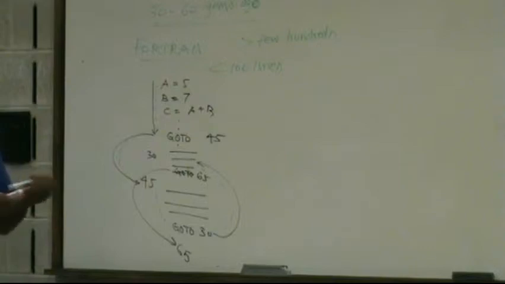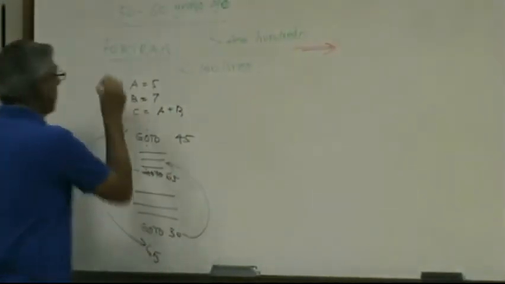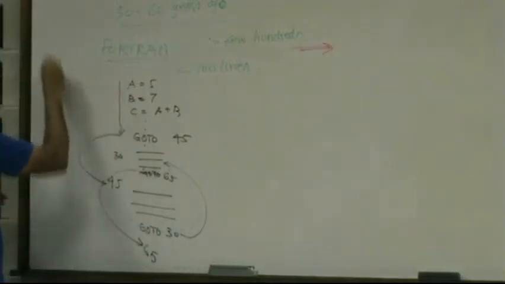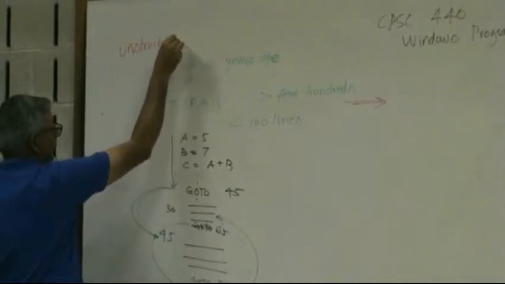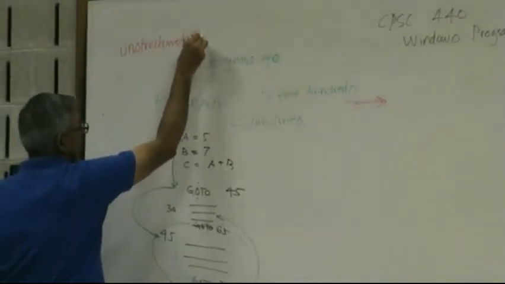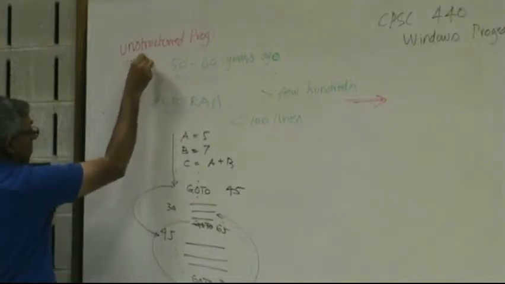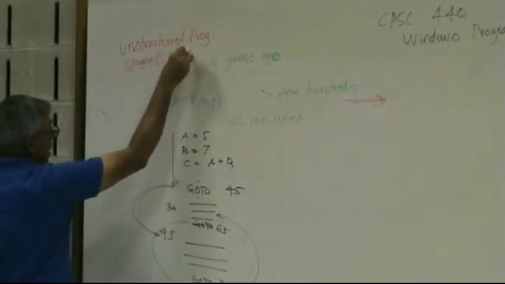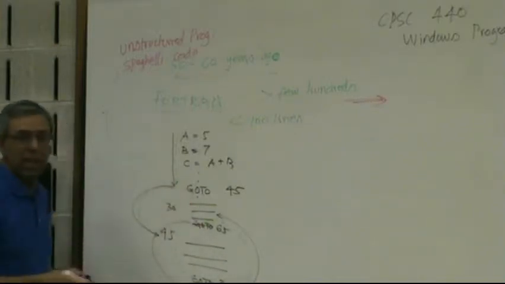So as soon as we realized this, we can see this programming style, by the way, was called unstructured programming. Some people even refer to it as spaghetti code. Just like noodles get intertwined, so these go-tos are like the noodles.